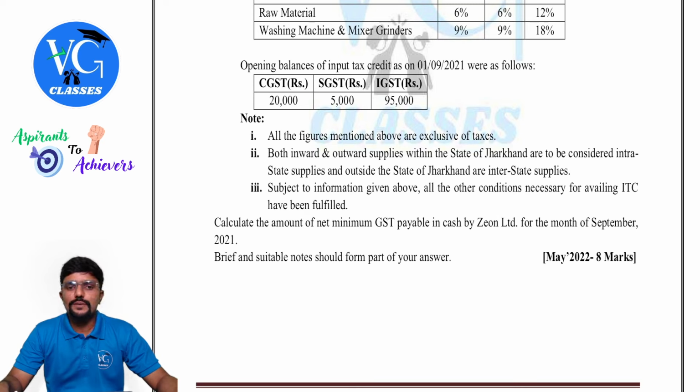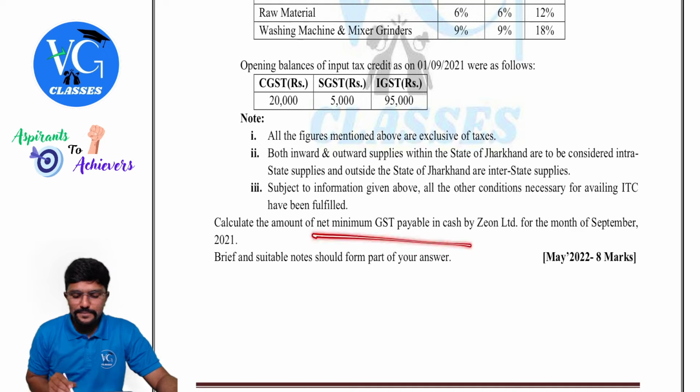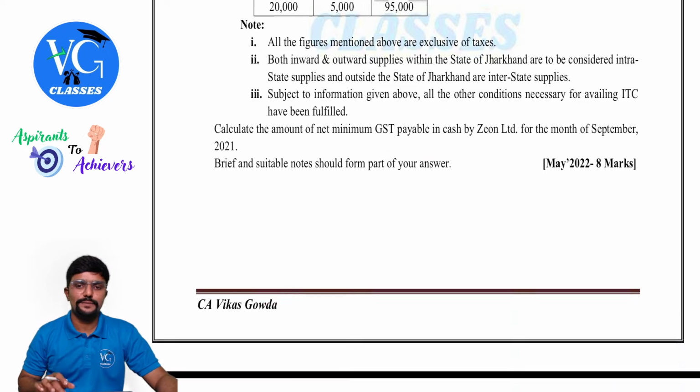Both inward and outward supply within the state of Jharkhand are to be considered intrastate, and outside the state of Jharkhand are interstate. They have given the hint, it is understood. Subject to information given above, all other conditions necessary for availing the ITC have been fulfilled, guys. Calculate the net minimum GST payable in cash for September.